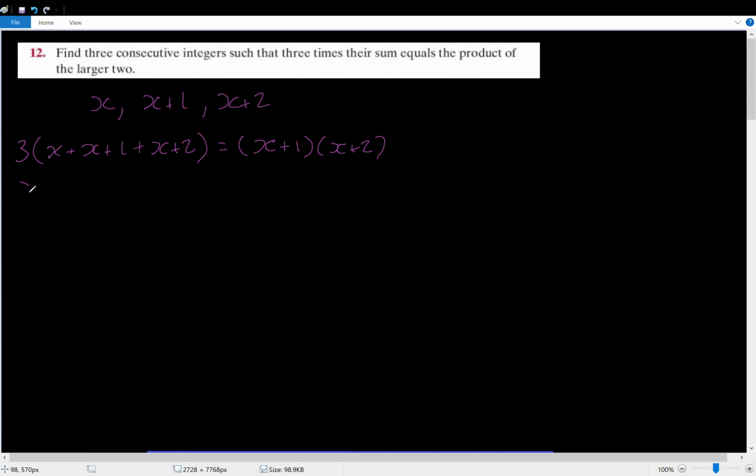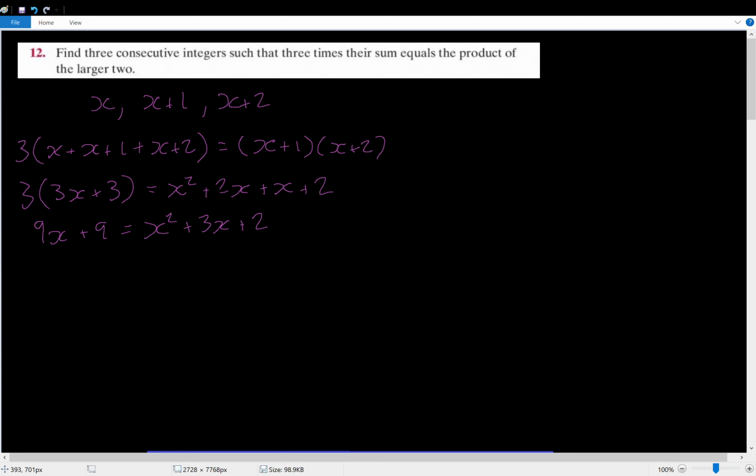On the left we're going to have 3 times 3x plus 3. And on the right, when we multiply this out, x times x is x squared, x times 2 is 2x, 1 times x is x, and 1 times 2 is 2. If we further multiply out on the left, we're going to get 9x plus 9, and on the right, when we tidy that up, we're going to have x squared plus 3x plus 2.